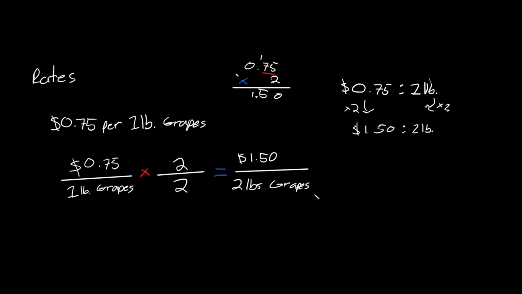And you can keep going with this. Say you wanted 5 pounds, you would just multiply both by 5. Or let's say you had $3 to spend, you could multiply 0.75 by what you need to get to 3. So you would actually end up dividing 3 by 0.75, and then you would multiply the quotient by each of these, and then we would figure out exactly how many pounds we could buy based on how much money we have to buy the grapes.